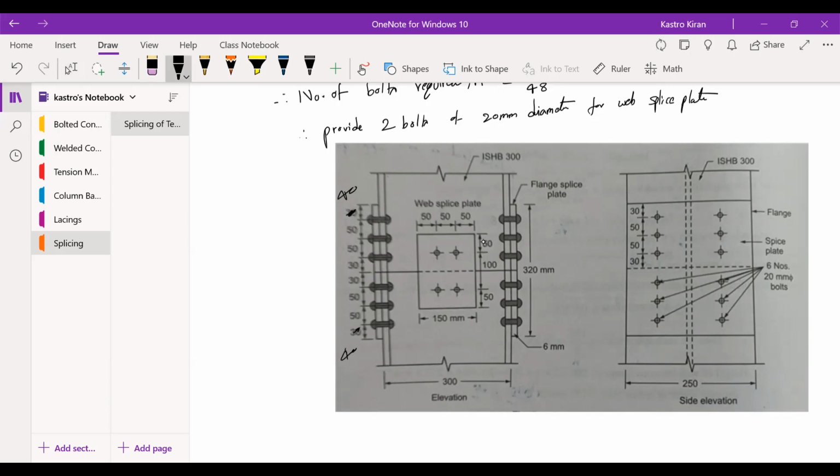The first figure shows the elevation, that is the front view, and this shows the side elevation. When the same thing is seen from the side, you will be seeing only these 6 bolts. From any one of the sides, you are going to see the 6 bolts. You cannot see these 4 bolts which are there for the web splice plate. However, this is the connection details.